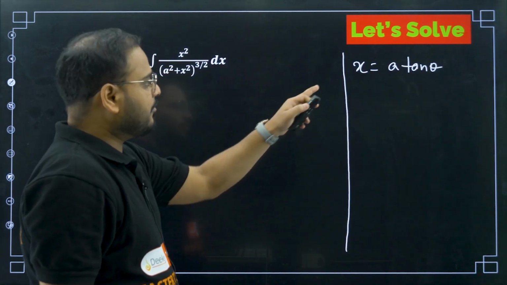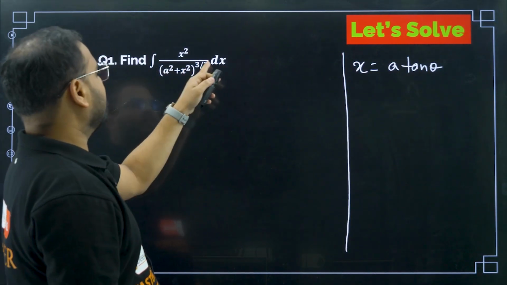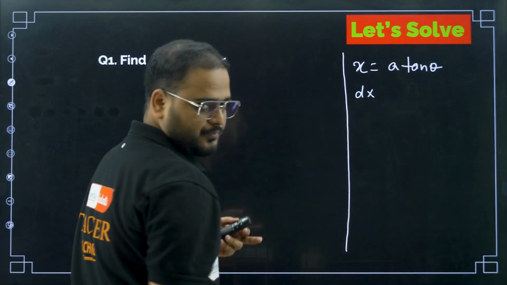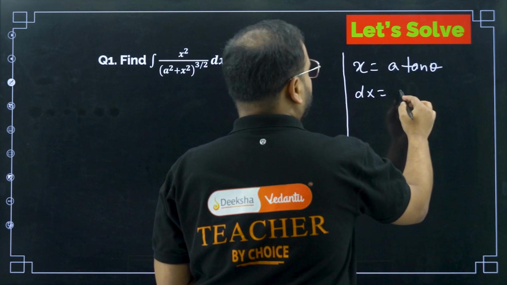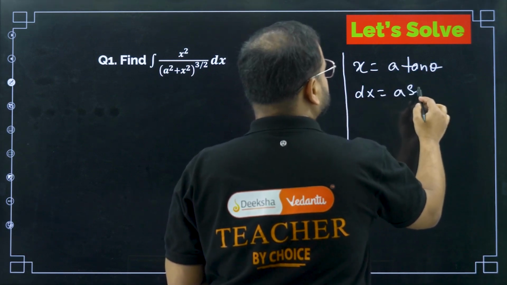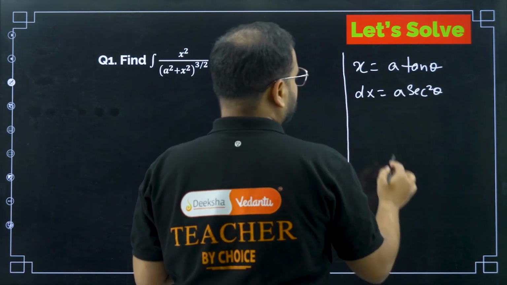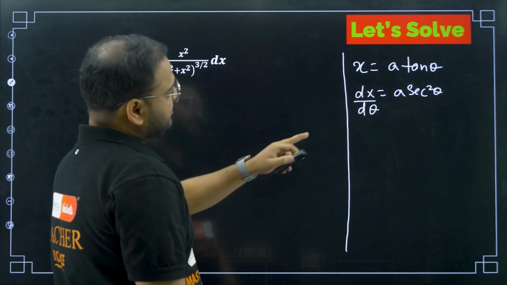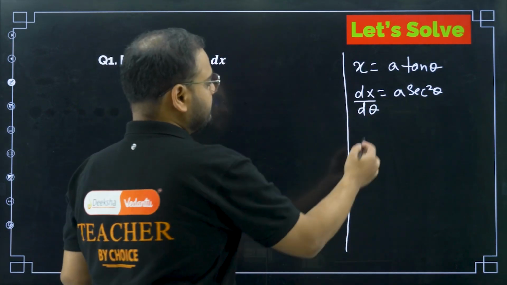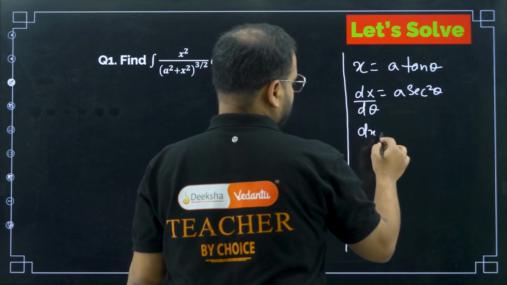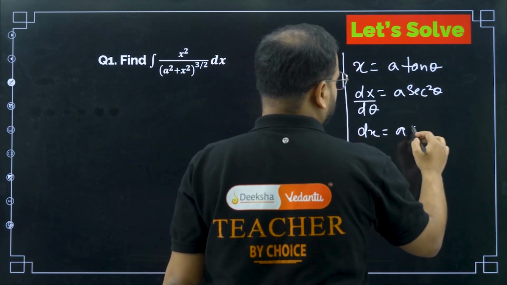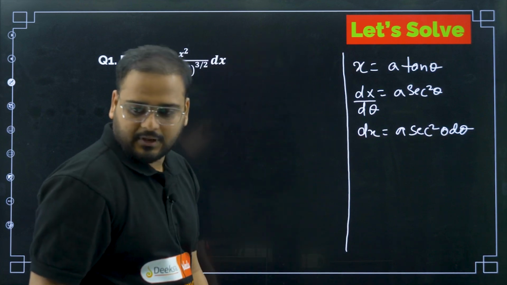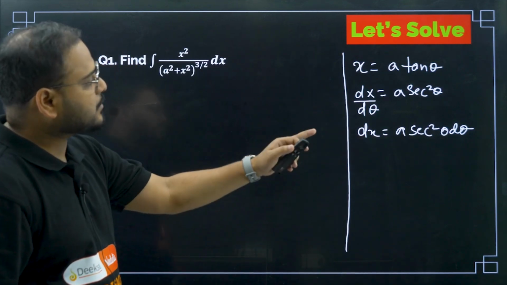What we have to do now? We have to differentiate both sides to get the dx value as well. If I do that, what am I going to get? dx equals a sec square theta. I'm differentiating x with respect to theta only. Take d theta over here, take d theta over there. I get a sec square theta d theta. Am I right? Yes. All right, a sec square theta d theta.